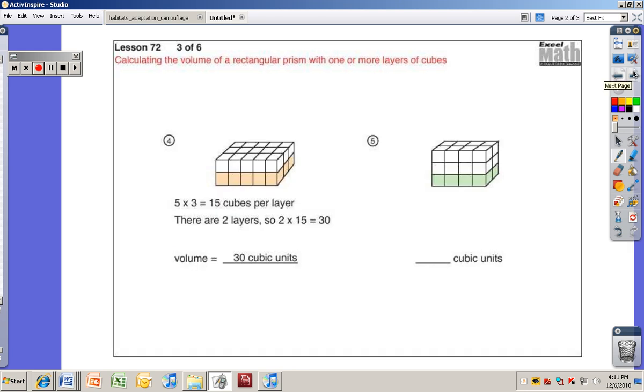All right, if you have more than one layer and you can't see all the cubes, what we're going to do here is use the formula for the volume: multiplying this front side, or we call it the length, and then the width, and then the height times each other. And let me show you why that's the case.